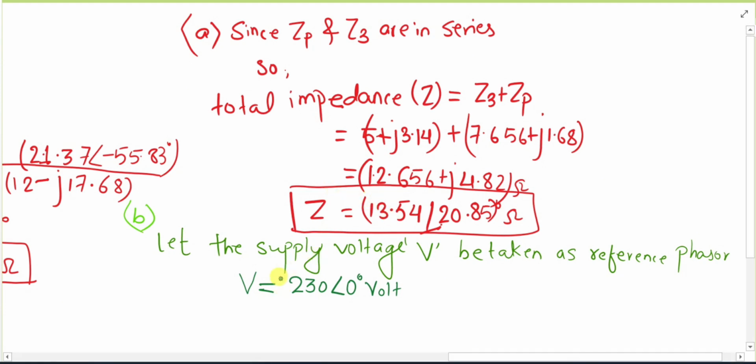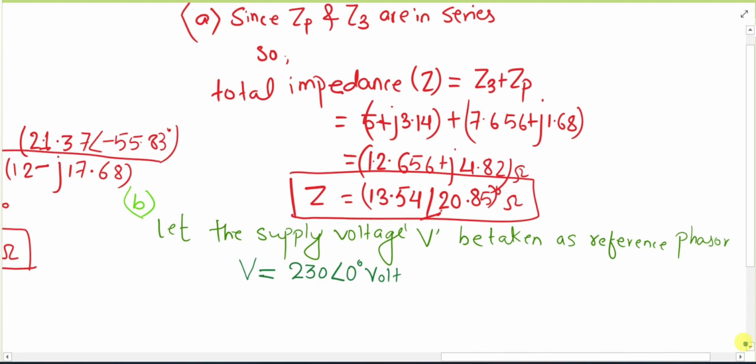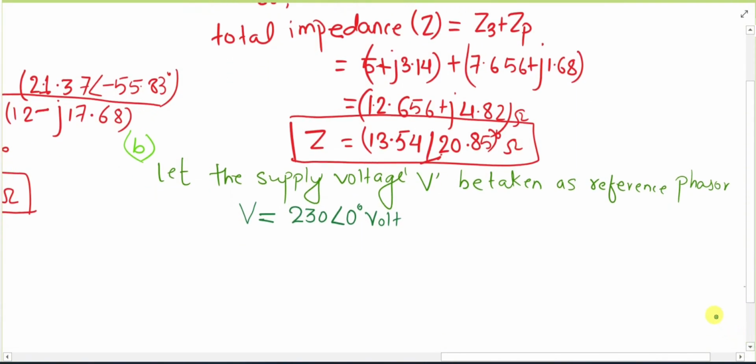Now after identifying this, you are asked to identify the total current. So in order to identify the total current, you can use Ohm's law. By Ohm's law, what we know is the total current in the circuit can be written as I equals V by Z, where V is 230 and Z is the total impedance. Total voltage by total impedance will give you the total current.